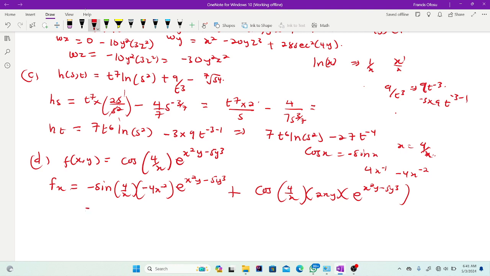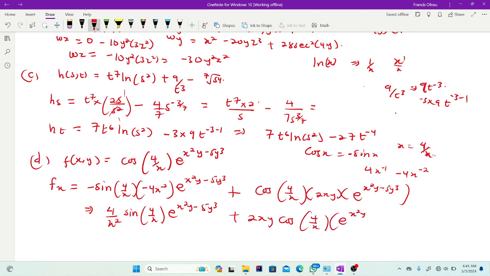So the final expression is equal to negative, and they will multiply to be positive. So I get positive 4 over x squared multiplying sine 4 over x times e to the power x squared y minus 5y cubed, plus, when I come to this side, 2xy cosine 4 on x multiplying e to the power x squared y minus 5y cubed. So that happens to be only with respect to x.